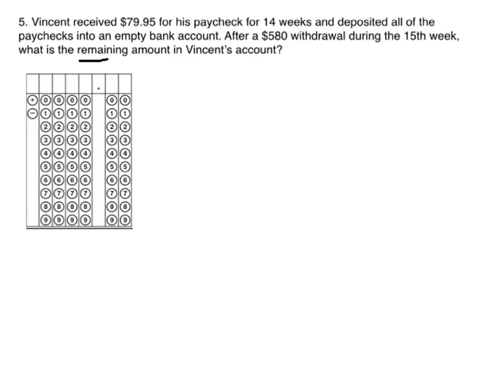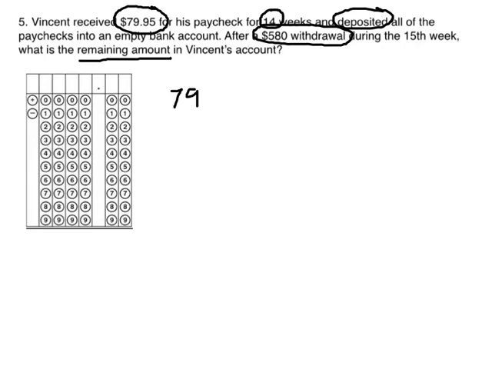For the remaining amount, I know that he received $79.95 for a paycheck for 14 weeks, which he deposited, and then he withdrew $580. So I'm going to go ahead and find out what he made in total. So $79.95 times 14 weeks. 5 times 4 is 20.